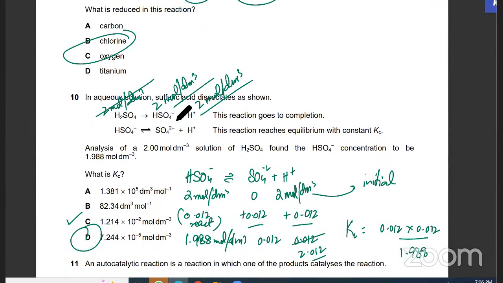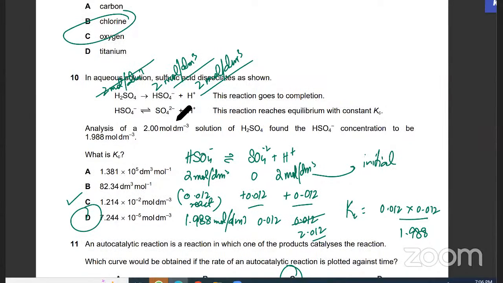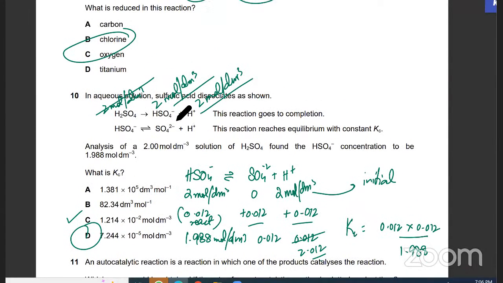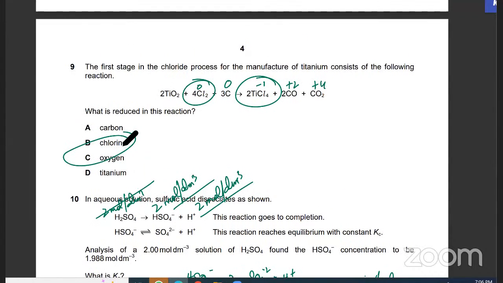Is the screen not working? No, it's working, sir. Acha, what's the question? Somebody was asking a question. Yeah, sir. Why not carbon? Carbon is 0 over here. Carbon is +2 over here and +4 over here. So my bad, my bad, it's getting oxidized, right? So the answer is chlorine for this one.